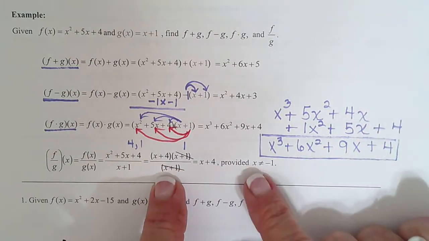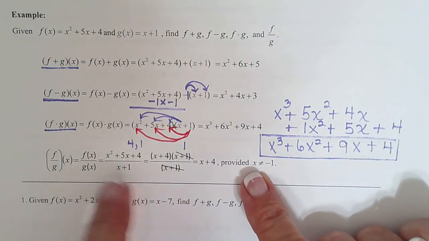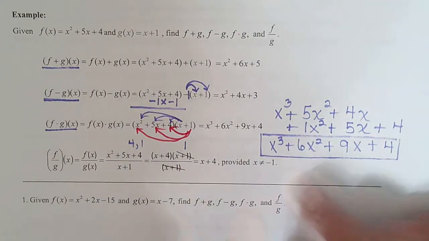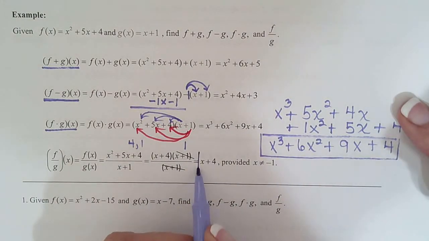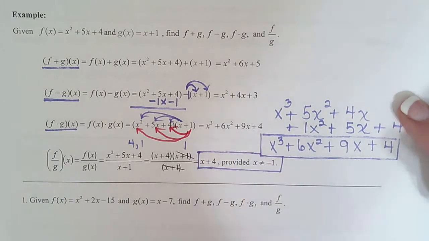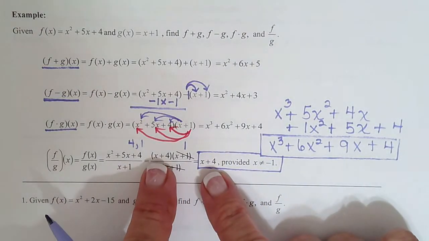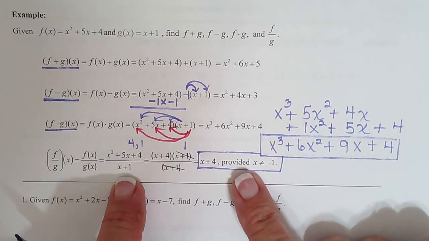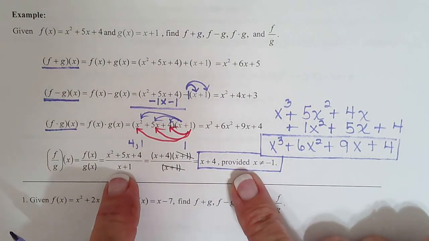But remember how we said we can't let x equal anything that'll make this denominator undefined. So x cannot equal -1. Both of those will be required on Connect, so you want to make sure you understand both. So x plus 4 is what's left. Then we have to say, as long as x does not equal -1.